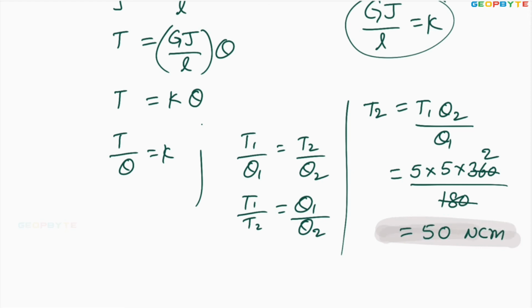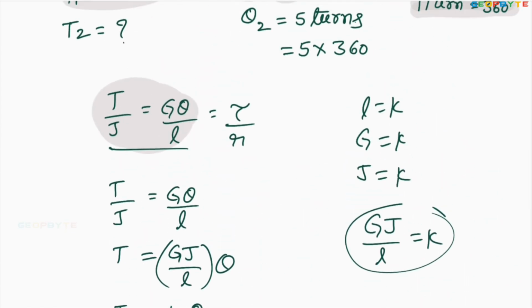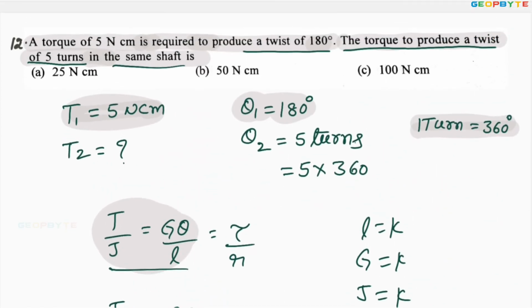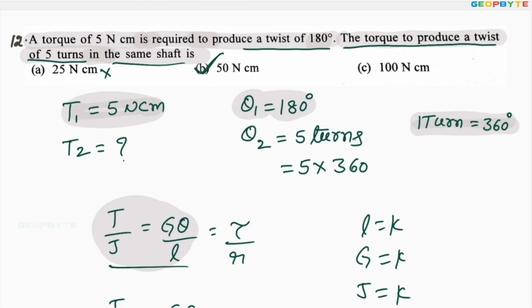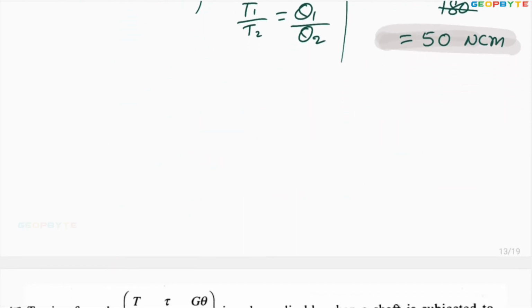This is also a very important problem. Let us move to the options. Option A. A is not correct. A is not correct. B absolutely correct. B is 50 Newton centimeter. I hope you understood. Let us move to the next problem.